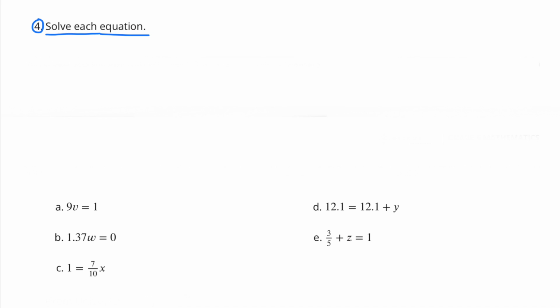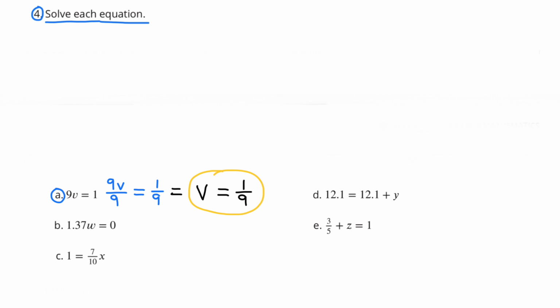Number 4. Solve each equation. A. 9v equals 1. 9v divided by 9 equals 1 divided by 9, which is the same as v equals 1 divided by 9, or v equals 1/9. B. 1 and 37/100ths w equals 0. So 1 and 37/100ths times w equals 0. So w must equal 0 because any number times 0 equals 0.